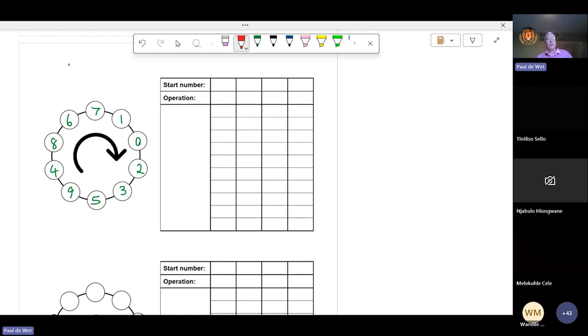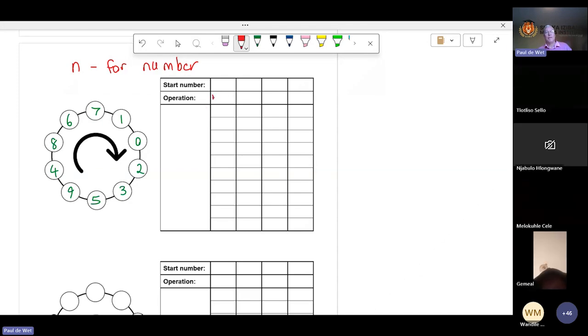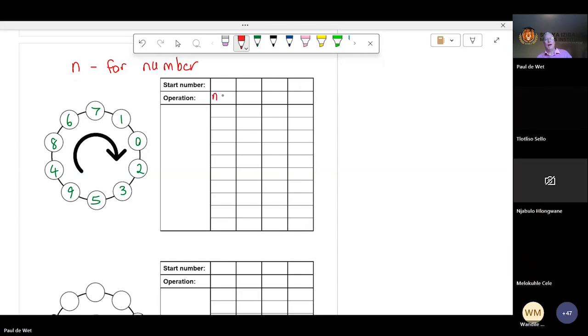Okay. In fact, you know what? We're not even going to call it X. We're going to call it N, and N just is going to stand for number. N for number. And we're going to take that number out of the circle. Well, I'll tell you just now where to start. And we're going to take that number and we are going to add 3.